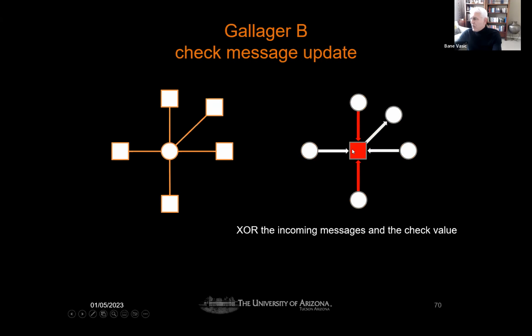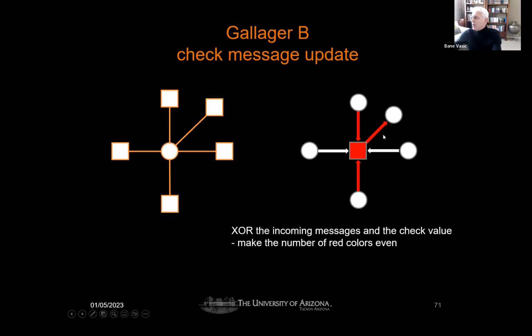Similarly, for the check node, the rule is the following. I send the XOR of all messages. So here I have 2 1s, and this red value is also 1, so it will be 3 1s. So I send 1 plus 1 plus 1, which is 1, XOR, right? So I will be sending 1 red message. So the rule is that what the check node does is make the number of red messages even, red arrows.